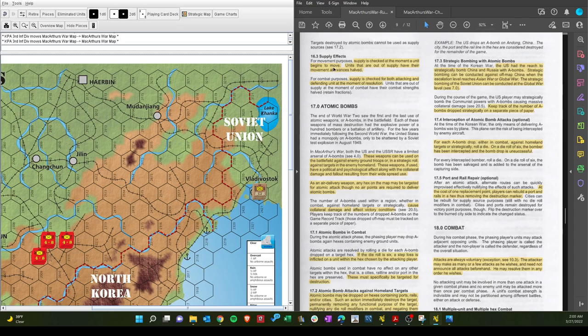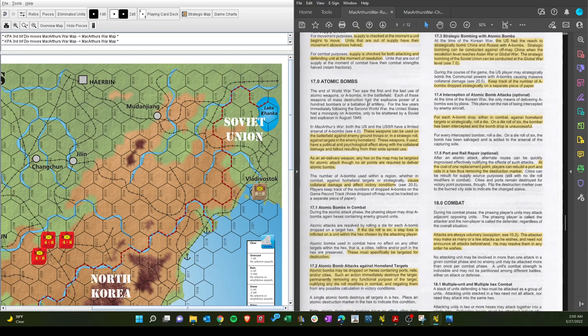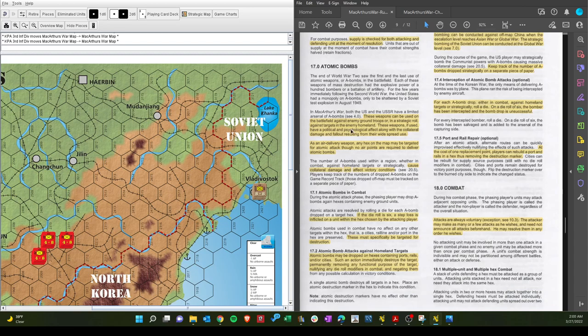Supply is checked at the moment a unit begins to move, and they have their movement allowance halved. For combat, supply is checked for both the attacking and defending unit at the moment of resolution. Combat strength is halved. Retain fractions. I guess we'll need a calculator. Alright, what can an atomic bomb do? I will keep going. We're only at 31 minutes. We're good.